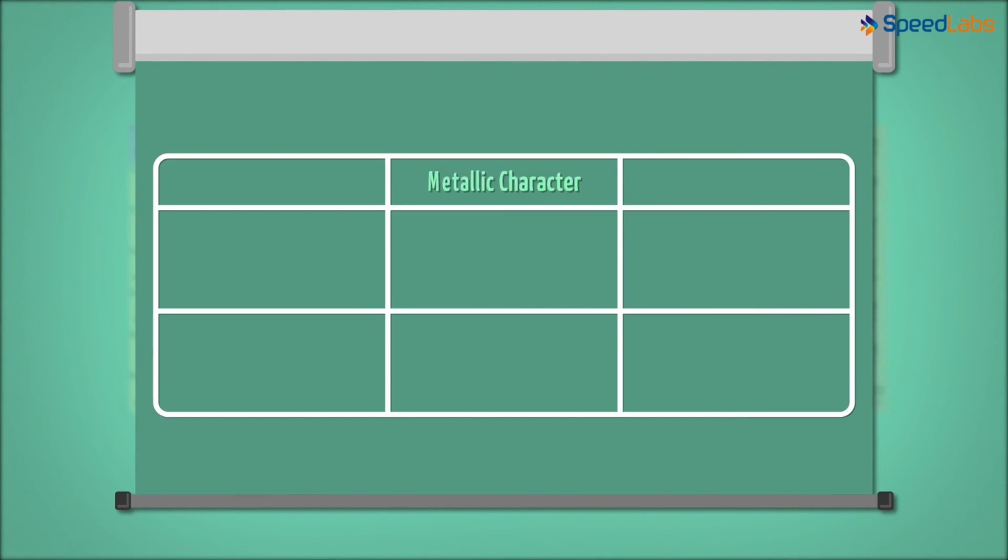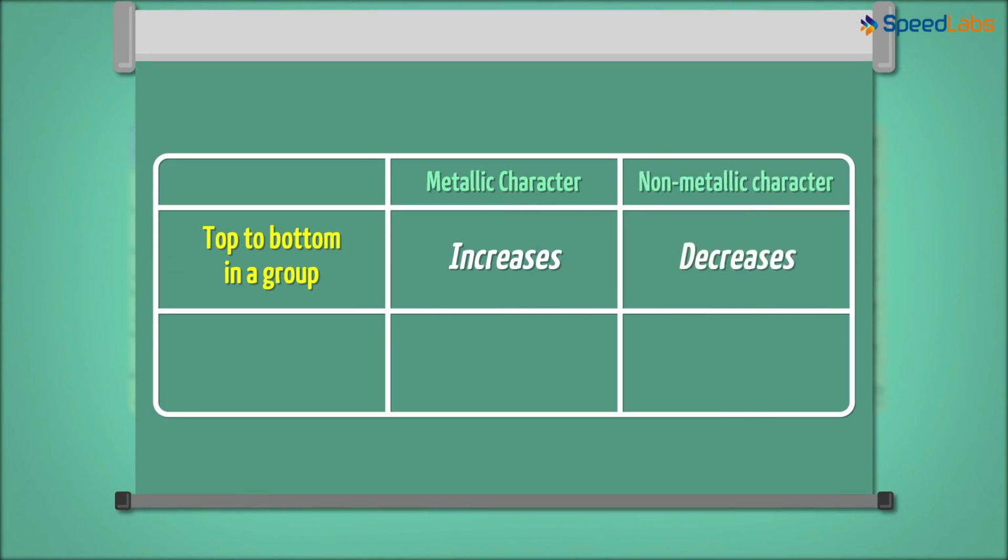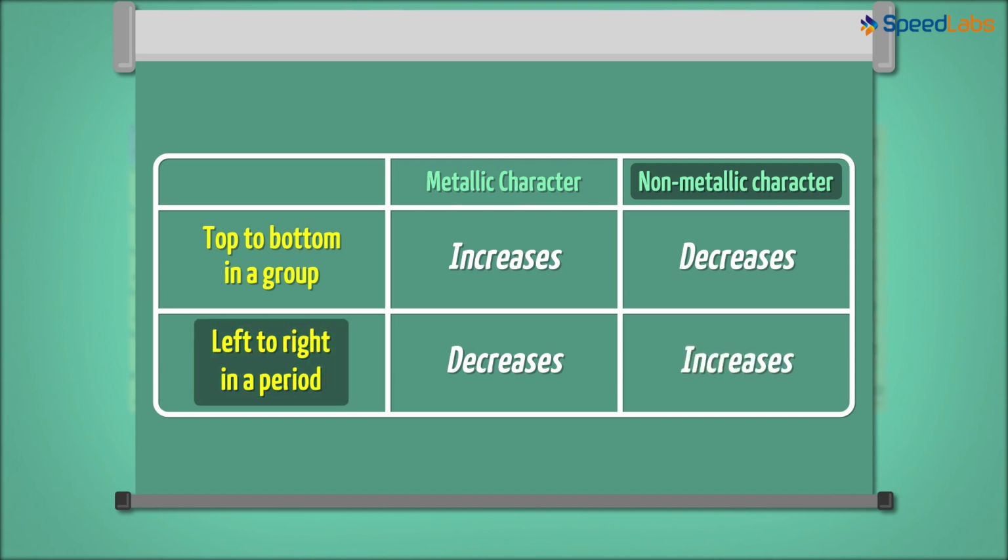The metallic character increases as we go from top to bottom in a group. In other words, non-metallic character decreases as we travel down the group. On the other hand, metallic character decreases as we go from left to right in a period. And what about the non-metallic character? Yes, non-metallic character increases as we move from the left to the right across the period.